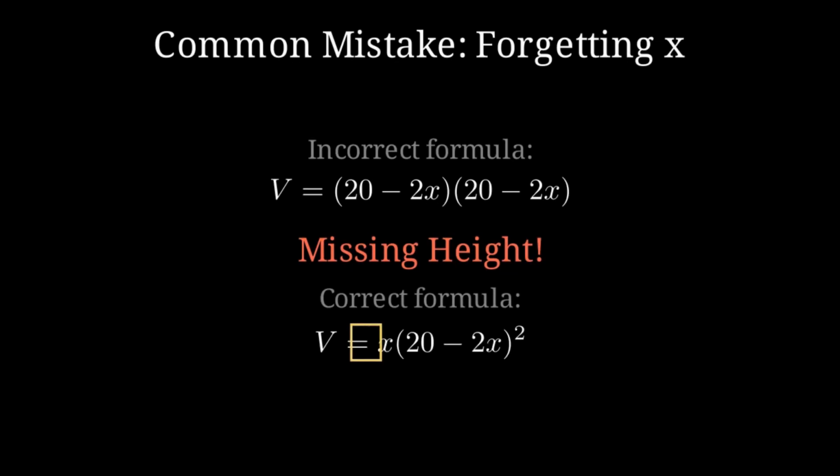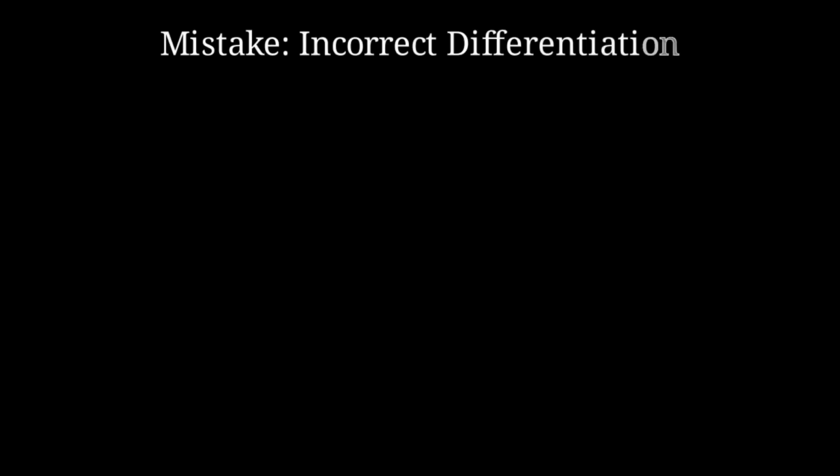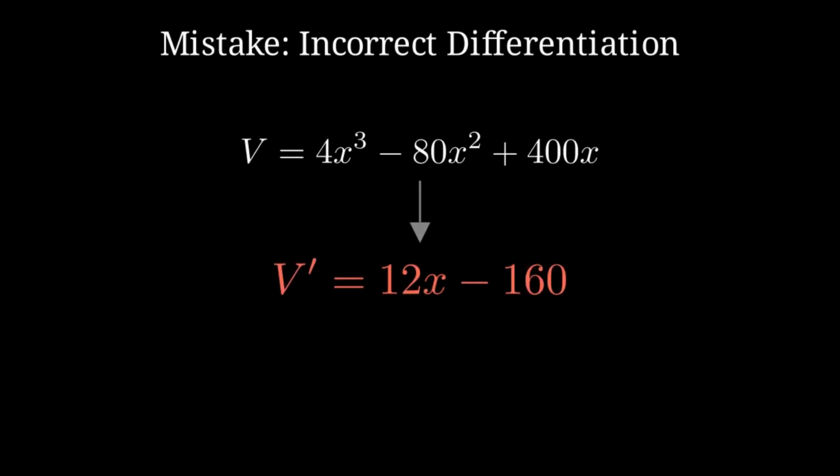Always ensure your units are consistent. Length times width times height must equal volume. Watch your exponents. When using the power rule, the exponent must decrease by exactly 1. A small error in the derivative will lead to an incorrect critical point, making the entire optimization process fail. Double-check your differentiation before solving for 0.